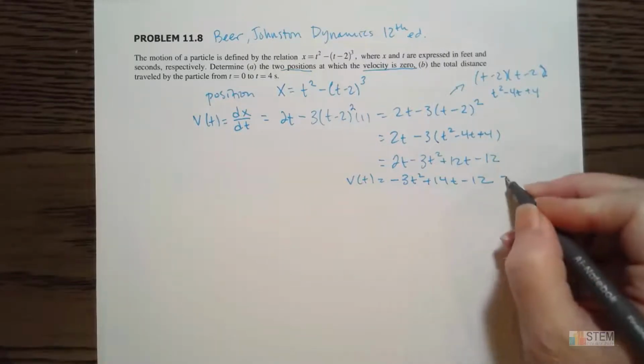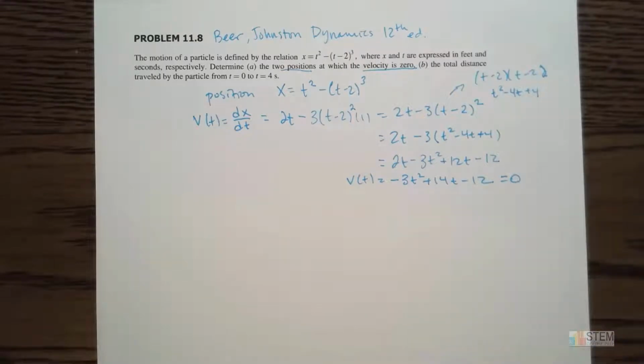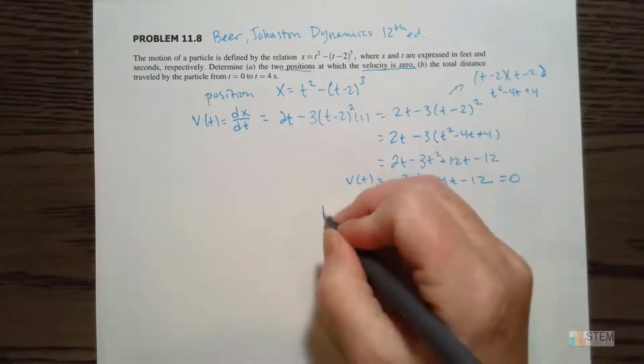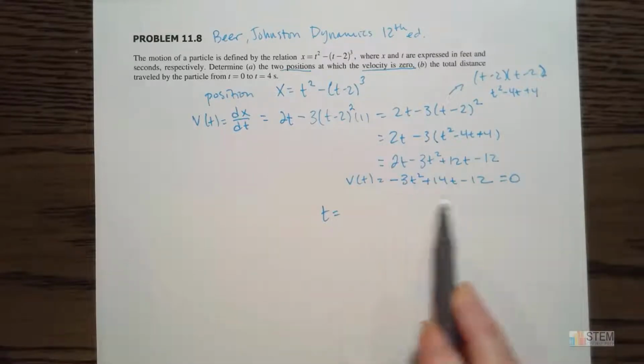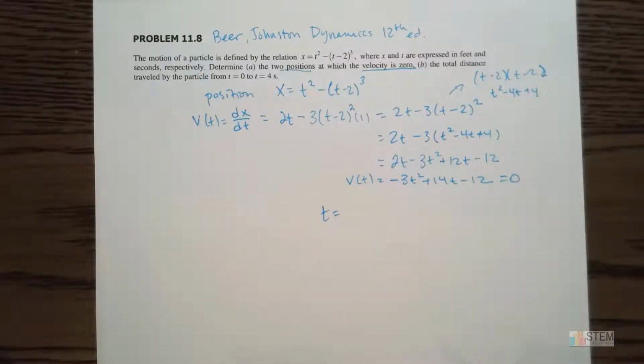Well, we need to know where it's 0, right? So let's set that equal to 0, and then we can solve for t. You could solve for t using your calculator or MATLAB, whatever you want to do. Just for the purpose of this video, I'm going to go ahead and use the quadratic equation because this is just a second order polynomial, right?